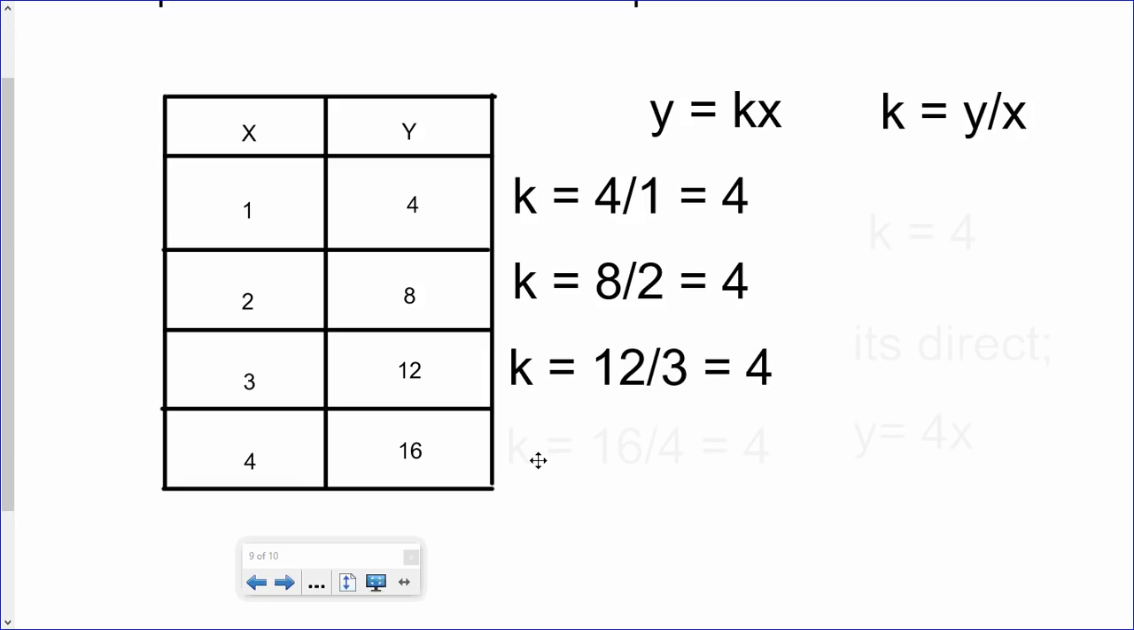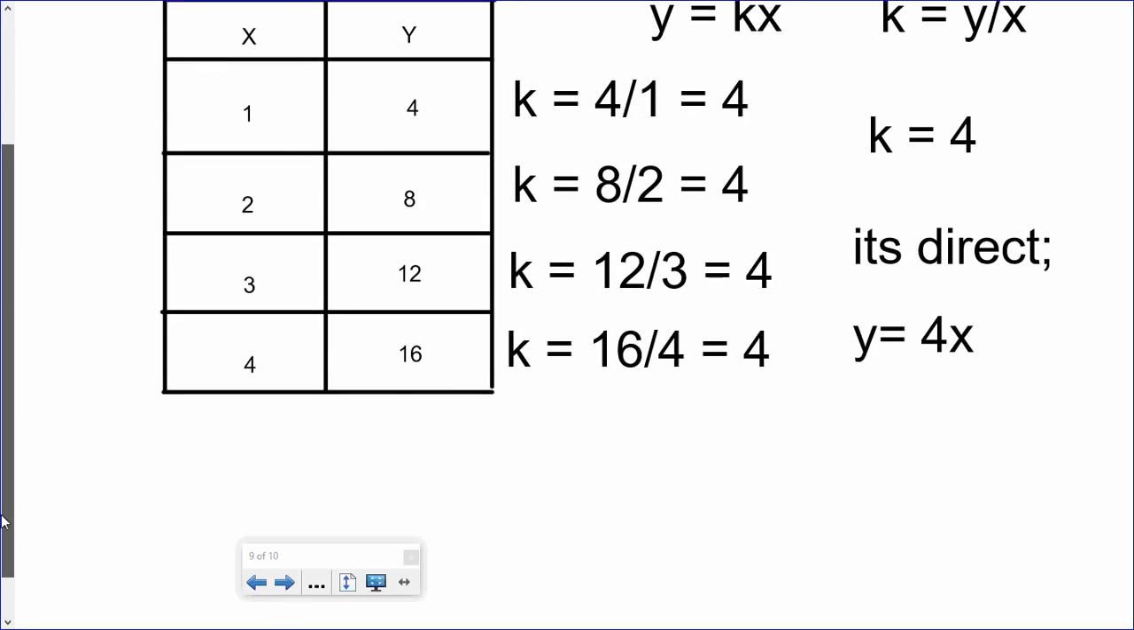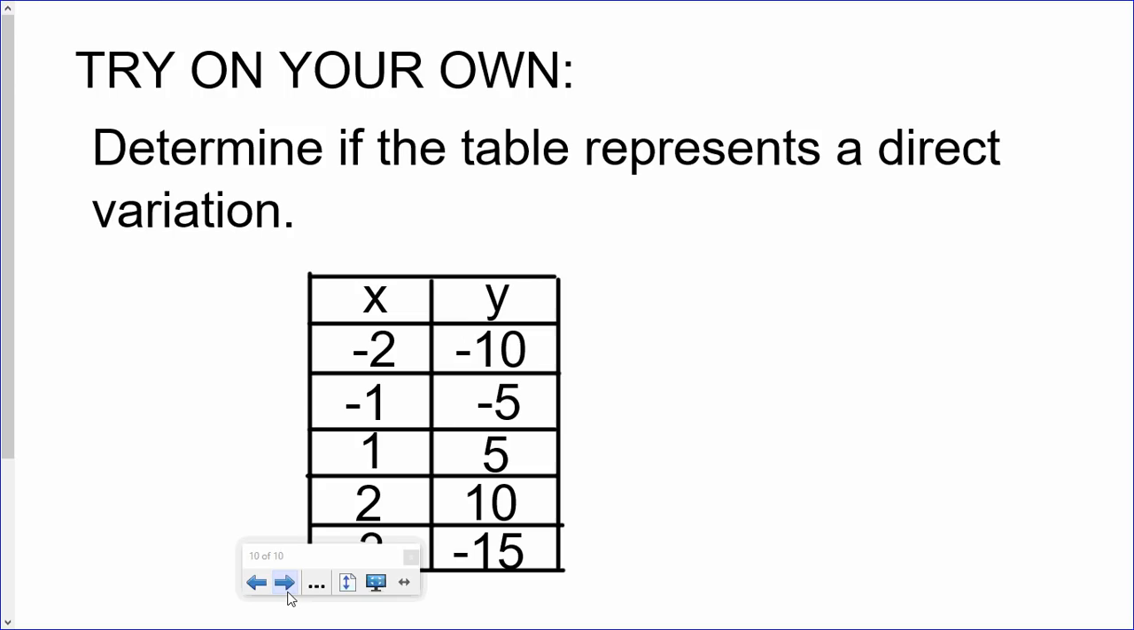Cool. Remember, check all of them though, because even if everything else works but the last one doesn't, it's not a direct variation then. 16 divided by 4 gives me 4. So because I got the same k value for each point, that means it's direct variation, and that same number is my k value. So k equals 4, so yes, it is direct, and my equation would be y equals 4x. And now you guys are going to try this one on your own. Okay?